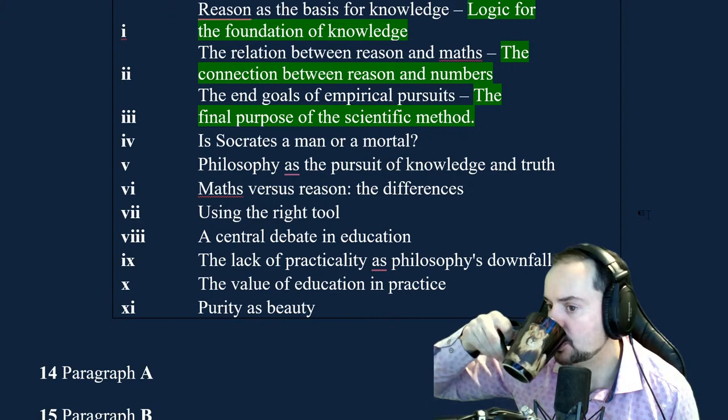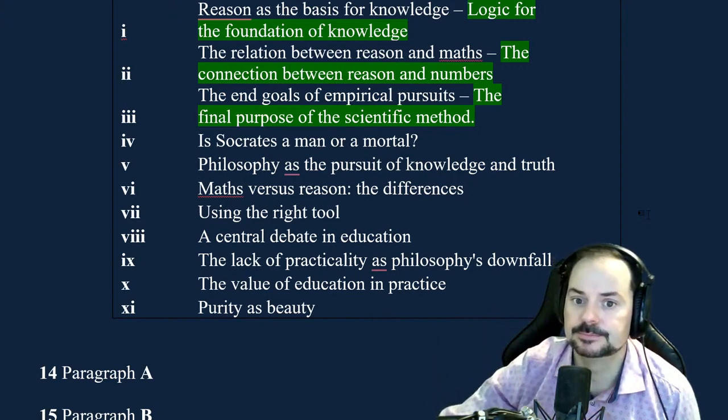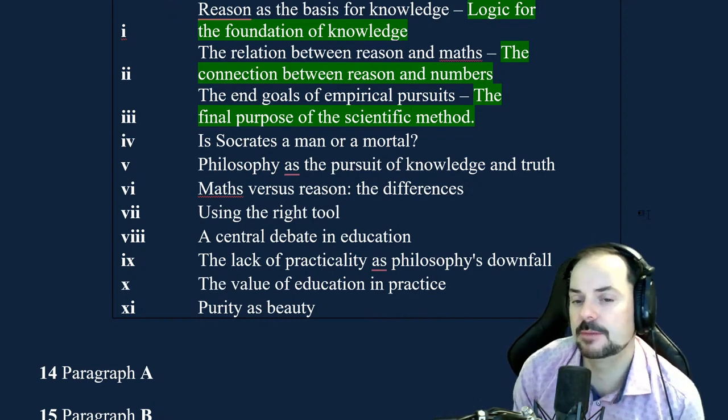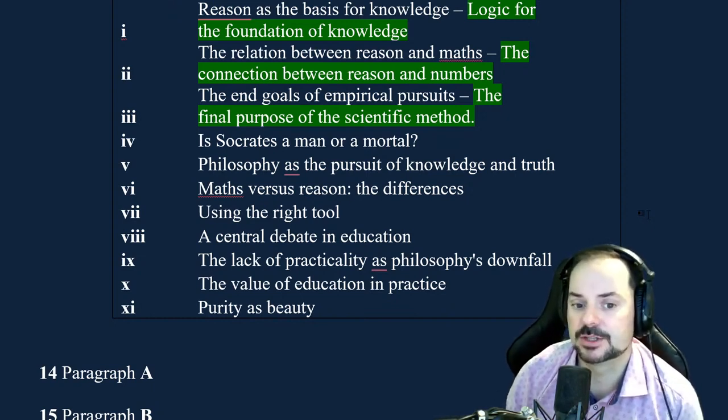I think number 2, the relation between lesson and math. Did you read anything about math in this paragraph? No. So you should never pick something where you have information that's not in the paragraph. That would definitely be the wrong answer. Okay, keep looking at it.